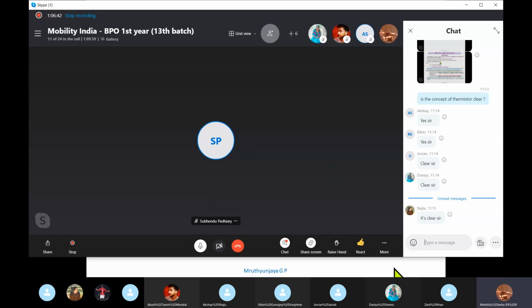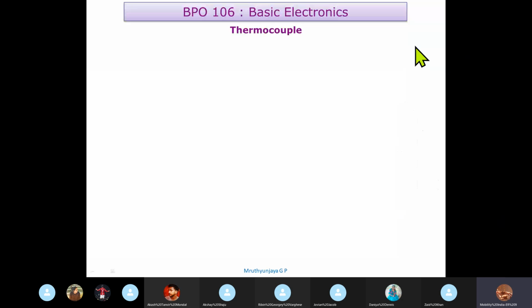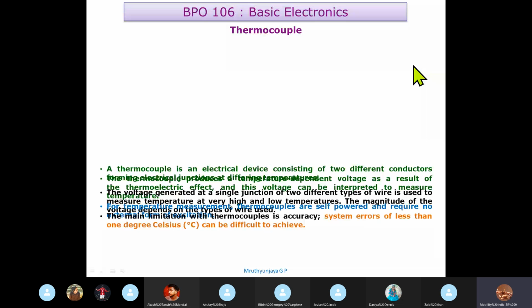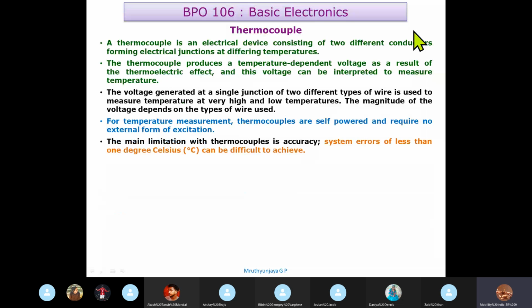Of course, as a conceptual understanding, I'm just bringing this, though it is not directly related to resistors. A thermocouple, the behavior of a thermocouple, how it works. This is for your conceptual understanding. What's a thermocouple? It's an electrical device consisting of two different conductors. Please remember, the thermocouple consists of two different conductors, two different materials, two different metals, forming an electrical junction. And those junctions are at different temperatures.